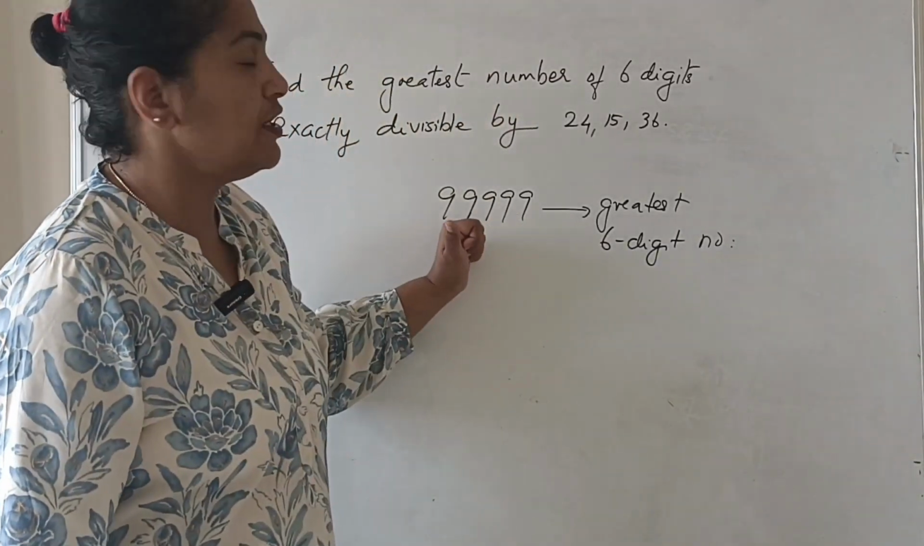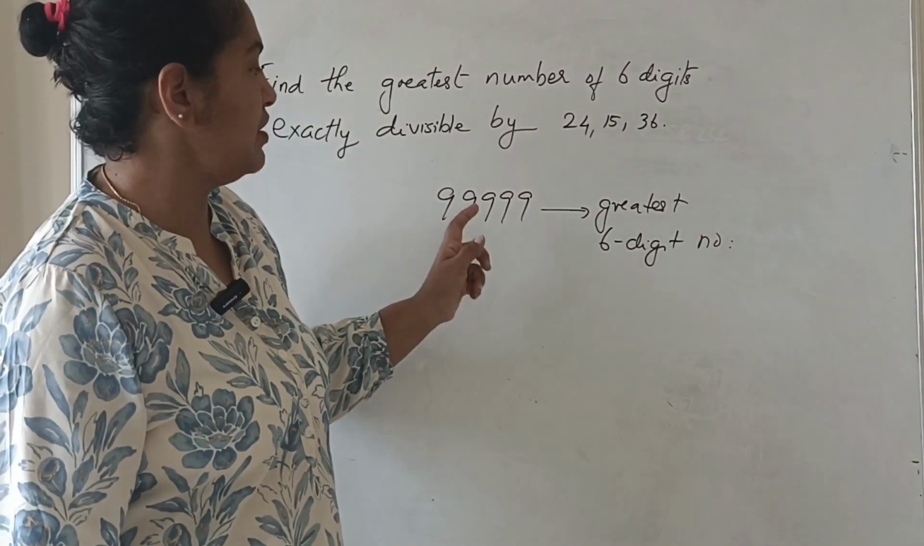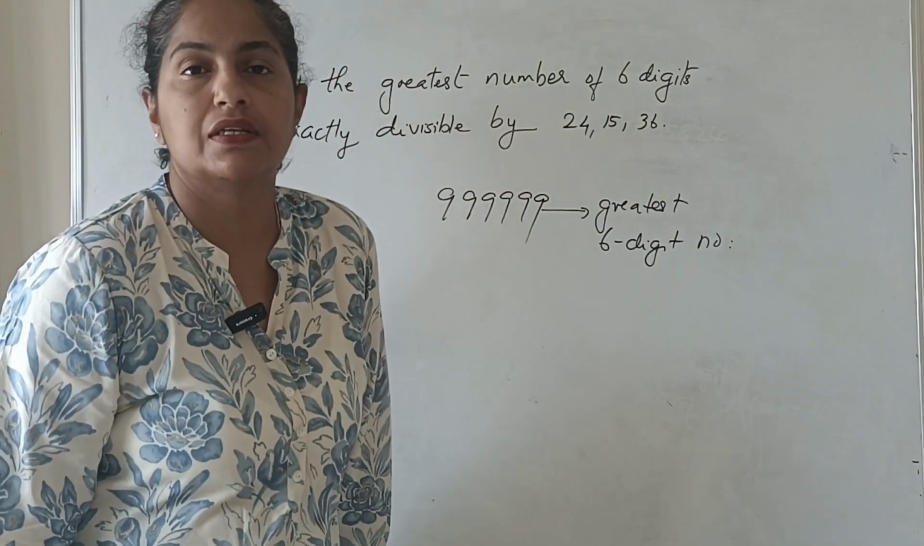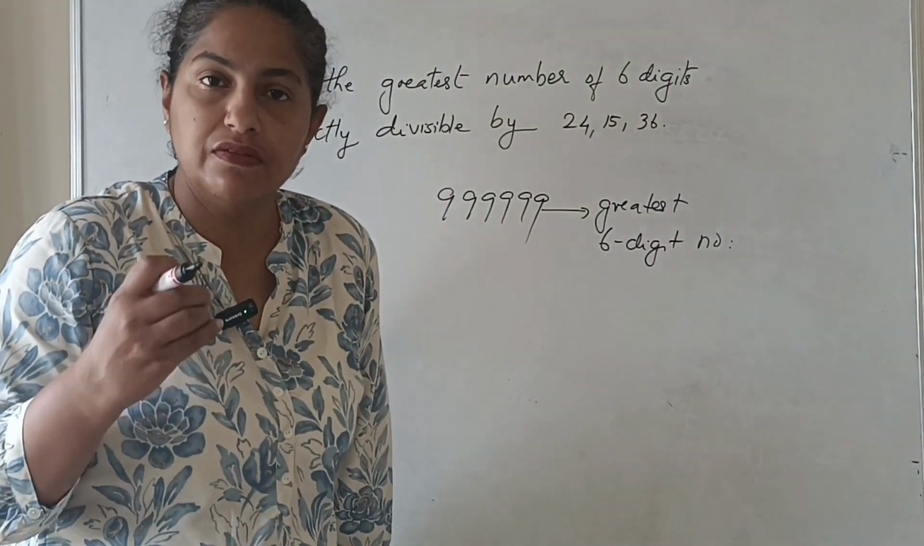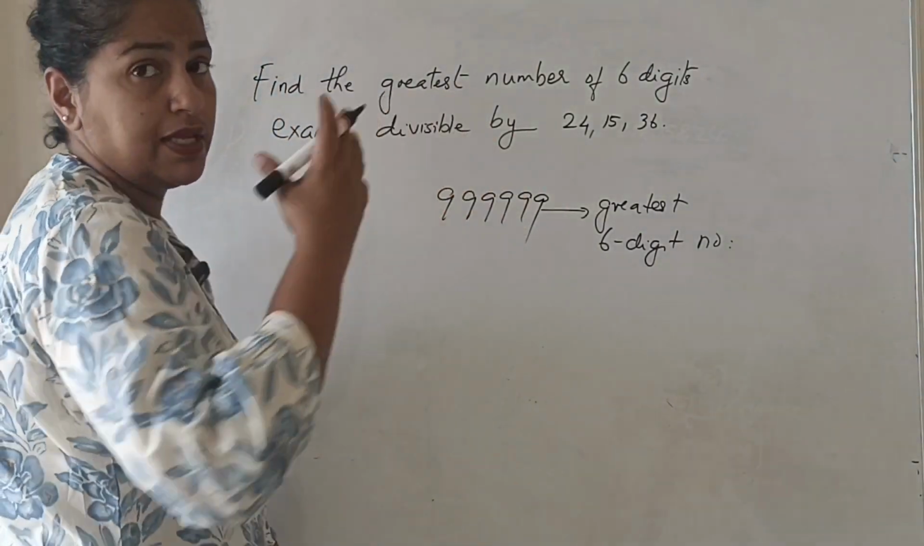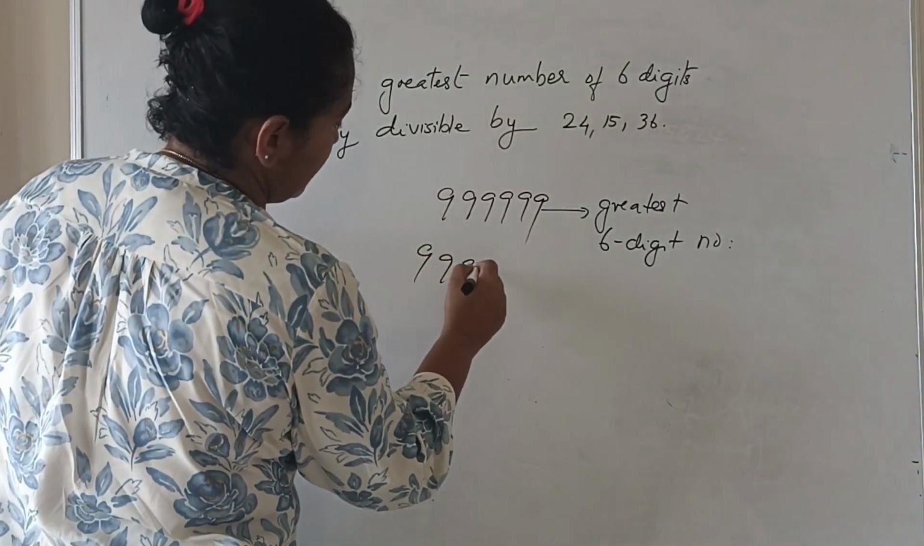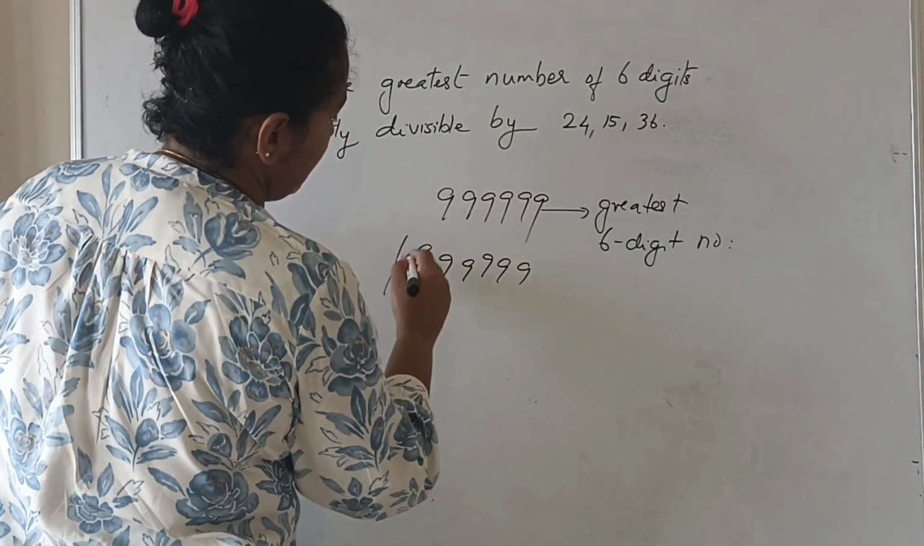So here I have written down the greatest 6-digit number, which is 999999. Now let us see whether this is divisible by 360. Beyond that, it's a 7-digit number, so we are not bothered about it. So let us see what we are getting when we divide this by 360.